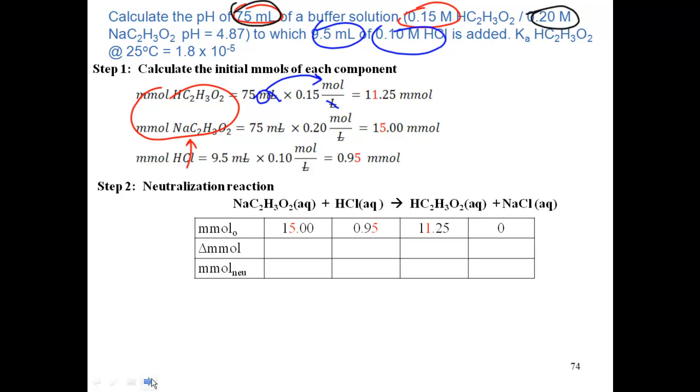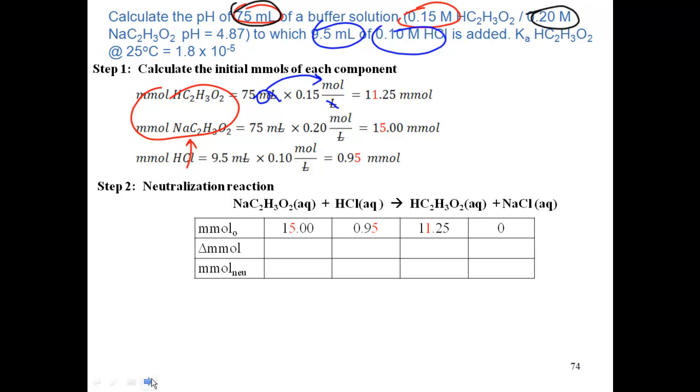Now I got to do my change in millimoles. Well, you may recall back in General Chem 1, we did stoichiometry and we did figure out which was the limiting reagent, and that dictated how much product could be formed. Since in all your acid-base stuff, we always do it 1 proton at a time, you get a 1-to-1 mole ratio. Since it's 1-to-1, the smaller number is going to be my limiting reagent, and it's going to be my change in millimoles. So in this problem, my actual change is going to be 0.95 millimoles. All that HCl is going to be consumed, and I'm going to have an excess of my sodium acetate.